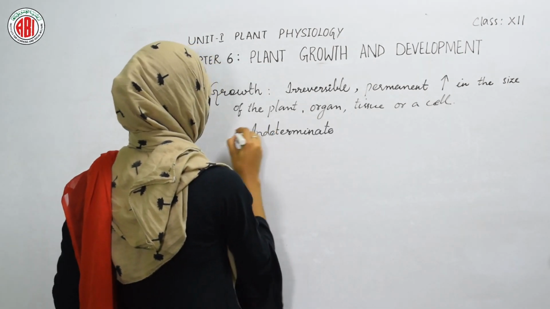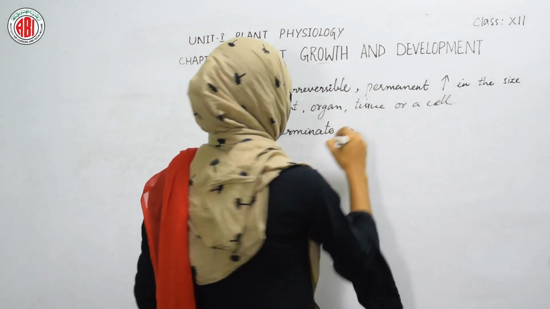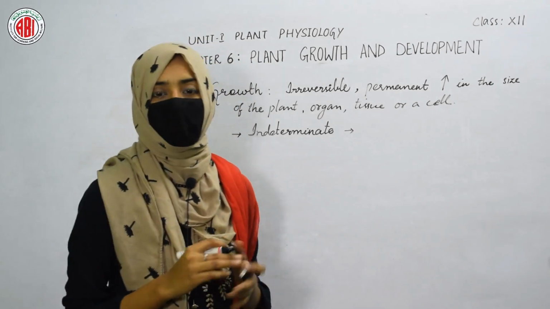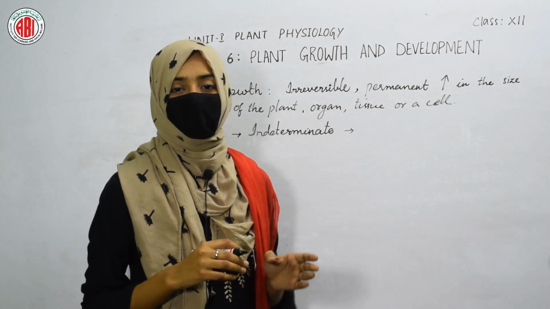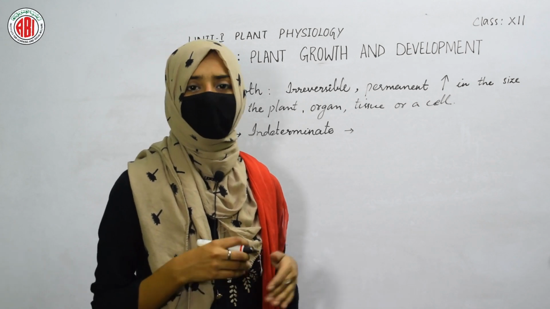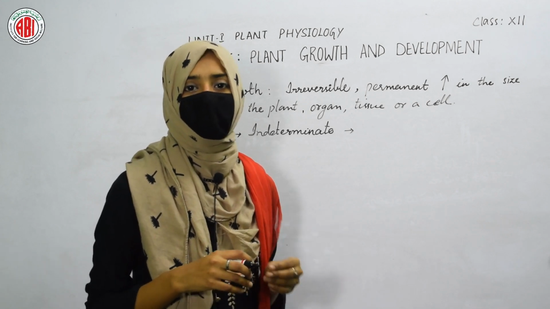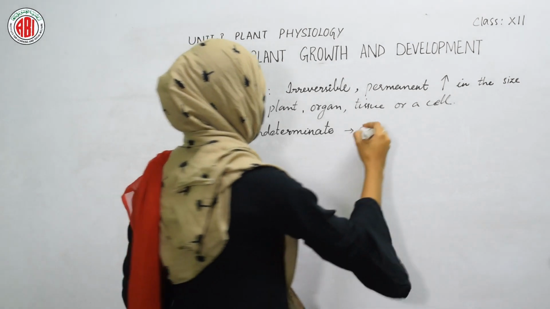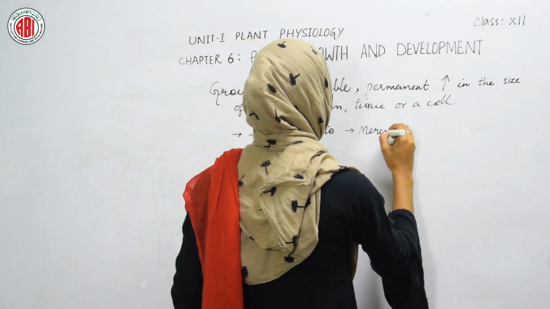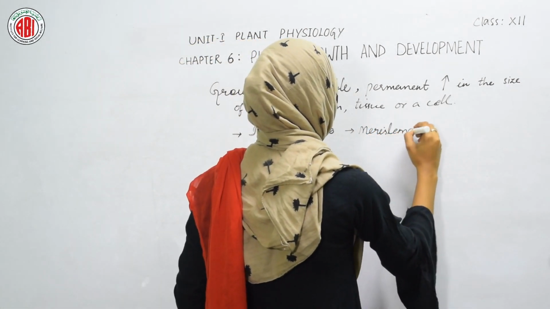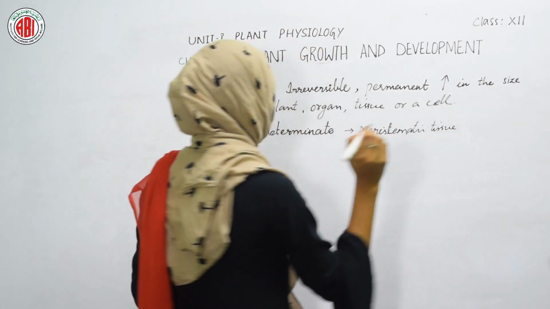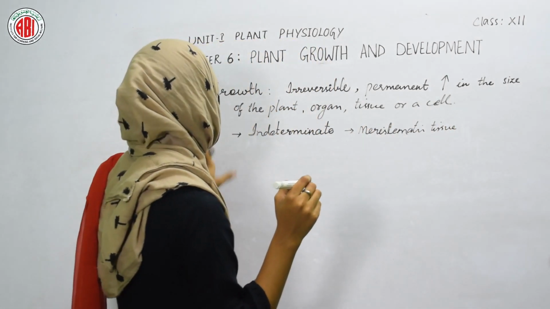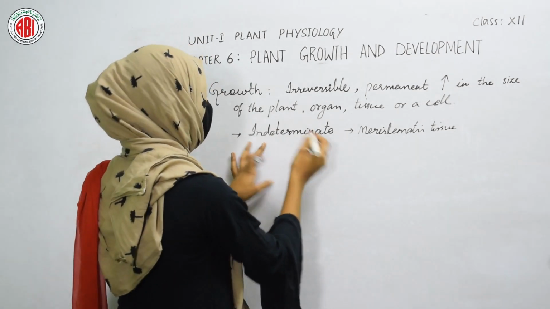The meaning of indeterminate is there are certain cells present in the tip region of the plant, and these cells are continuously dividing. They divide continuously. That type of cells are called meristematic cells or meristematic tissues. As the cells are continuously dividing in the plant body, the growth of the plant is indeterminate.